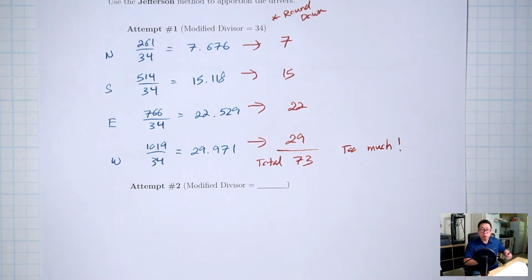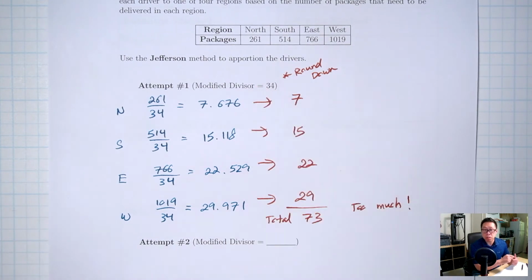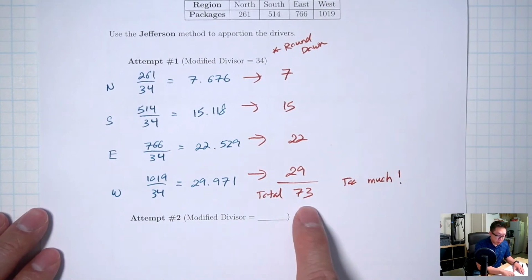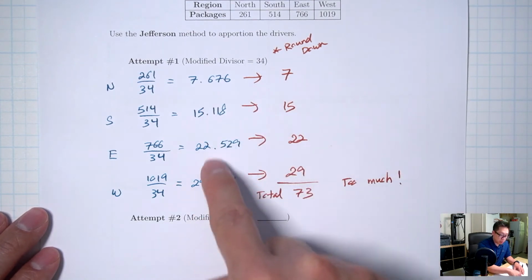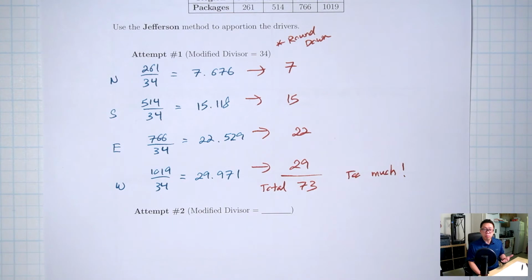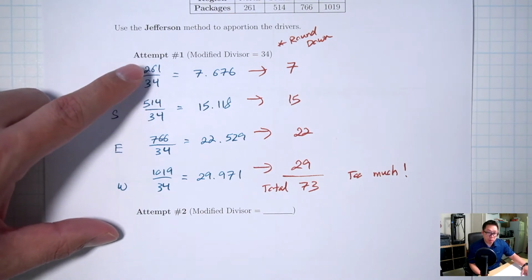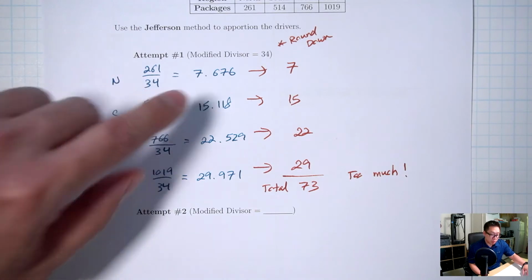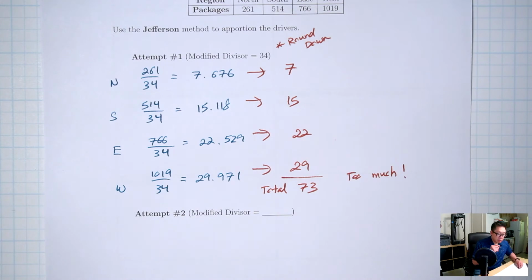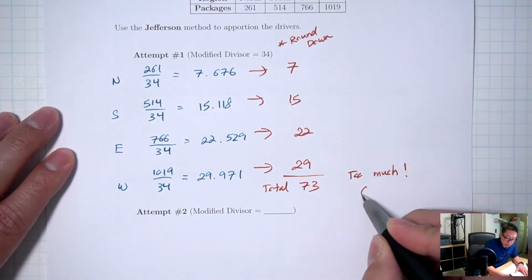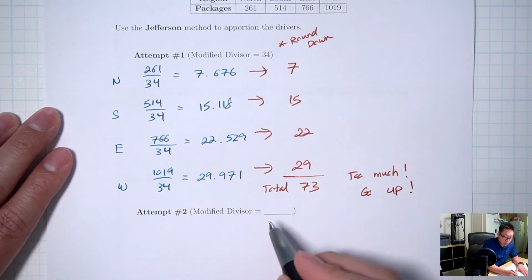Now the question is, for our next guess, do we want to go up to 35 or do we want to go down to 33? So right now it's too much, which means I want these numbers to be smaller, right? So how do I get a smaller number? I get a smaller number by dividing by a bigger number, right? So I want to divide by a bigger number, which means I want to increase the 34 to a 35. So if it's too much, you should go up. So our next guess, I want to be 35.